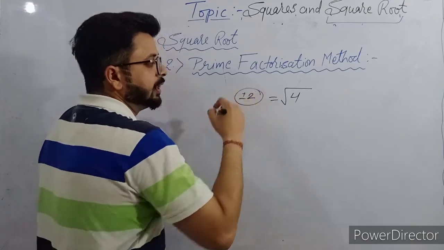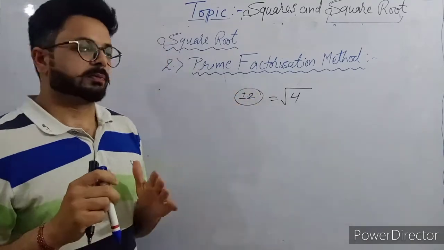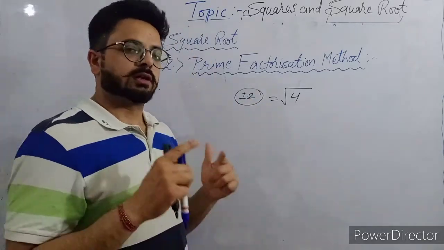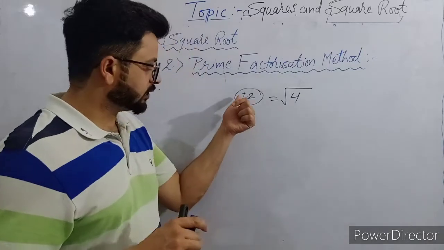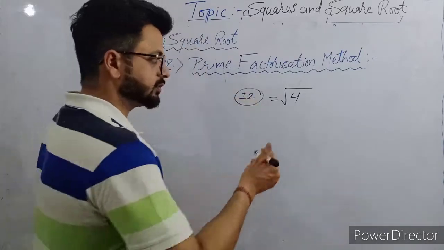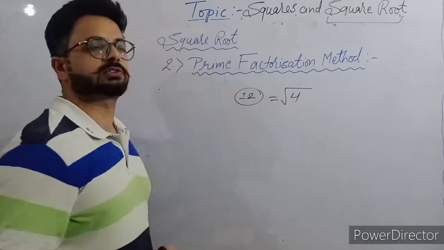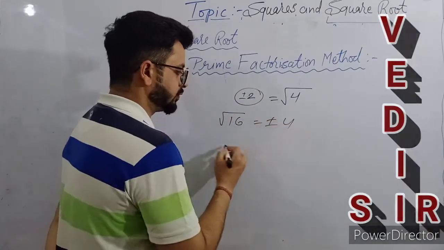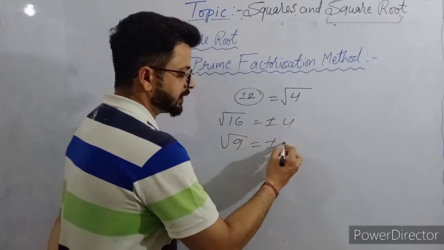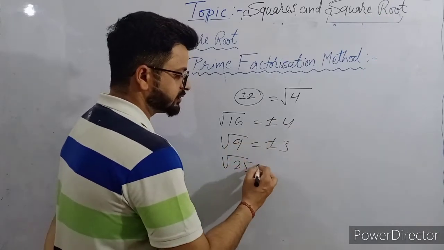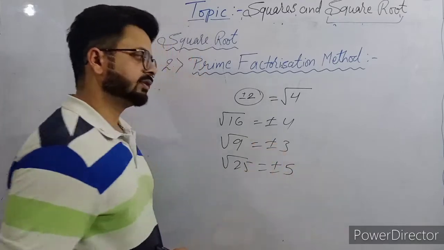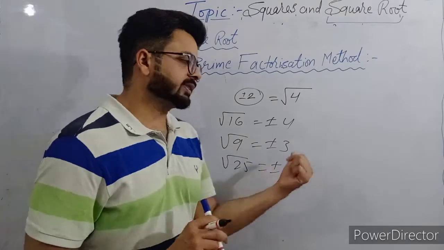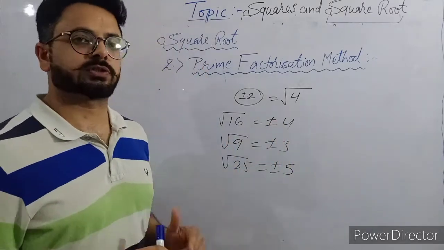So plus minus. But you people don't go into the minus part. Up to grade 8 level we are using only the positive number. But you don't think so. Root 4 can also give minus 2. Root 16 is equal to plus minus 4. Root 9 is equal to plus minus 3. Root 25 is equal to plus minus 5. Whenever the number is coming outside the square root, it can be negative also, positive also.